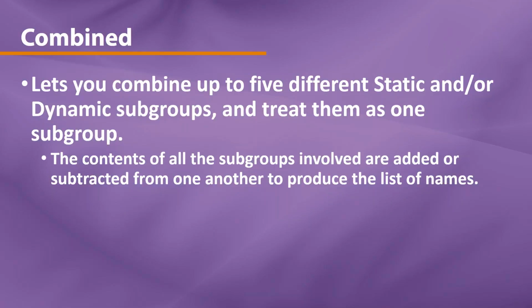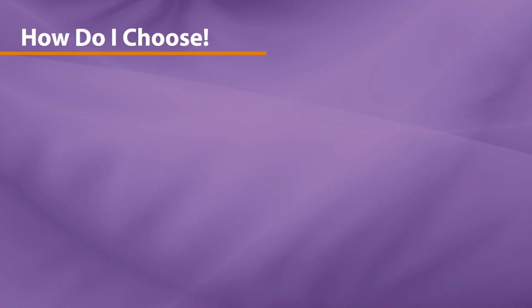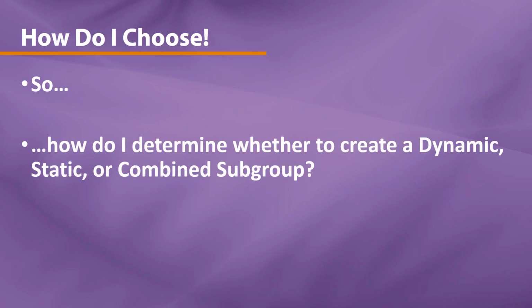So you're basically adding or subtracting those names. Okay, how do I choose? Great question. So how do I choose which type of subgroup to use? How do I determine whether to create a dynamic, a static, or a combined subgroup?